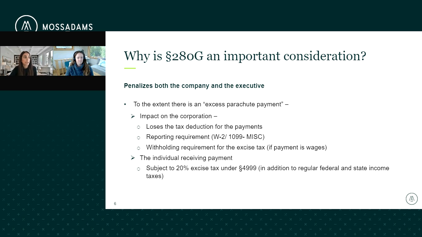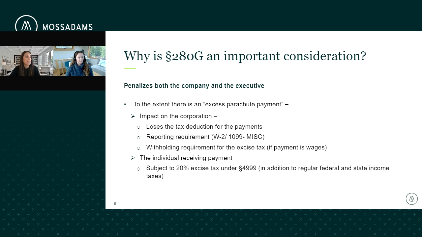And so Section 280G was enacted, and Section 280G penalizes both the company and the executive receiving the excess parachute payment. So to the extent there is an excess parachute payment, the impact on the corporation is that it loses the tax deduction for the payments. There is a reporting requirement either on a W-2 or a Form 1099 miscellaneous, and there's a withholding requirement for the excise tax if the payments are considered wages. And the individual receiving the payment is subject to a 20% excise tax under Section 4999, in addition to regular federal and state income taxes.